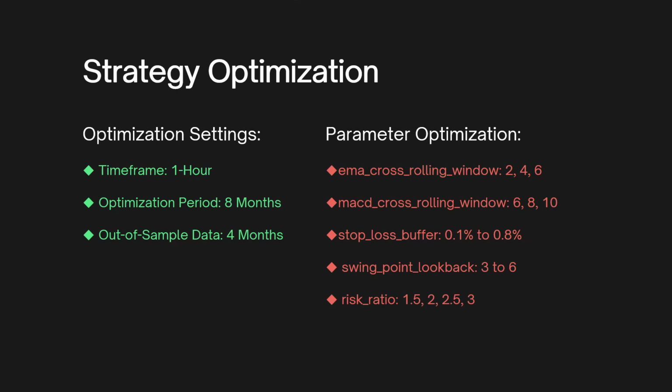We'll use Freqtrade's Hyperopt feature to find the best combination of these parameters, with the goal of maximizing profit while minimizing drawdown. Once we've found the best combination of parameters, we'll run a backtest to see how well our optimized strategy performs with the selected settings.